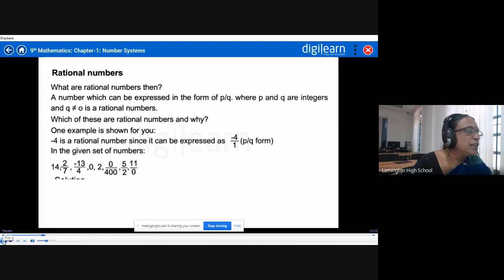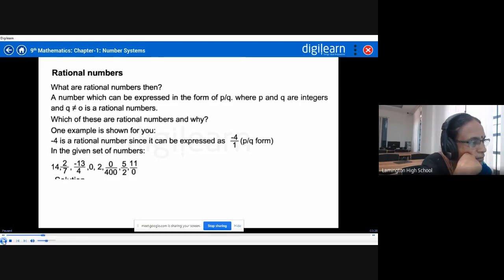See here, can you observe these numbers? 14, 2 by 7, minus 13 by 4, 0, 2, 0 upon 400, 5 by 2, 11 by 0. Can you identify the number which does not belong to the set of rational numbers in the given example? Yes? Can you tell, students?